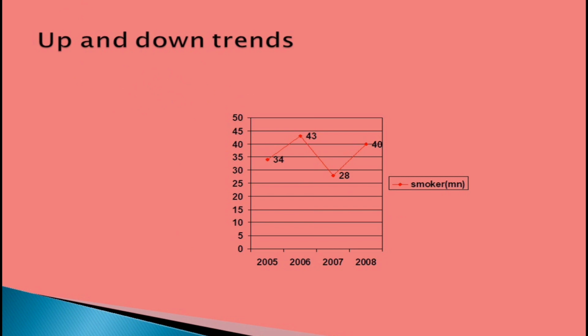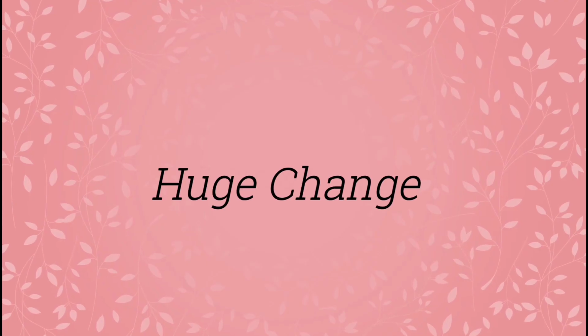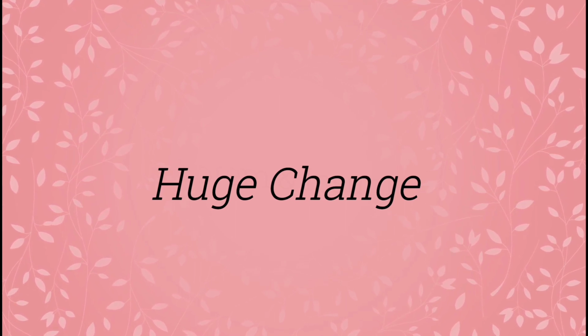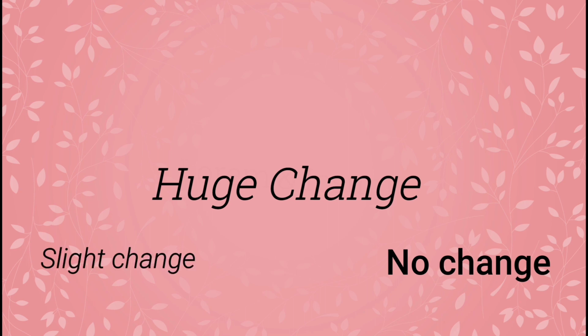You also can use fluctuated, zigzagged, cluttered or undulate. Next, huge changes. If there are huge changes, you can use dramatically, sharply, suddenly, enormously, rapidly, steeply. If there is no change, you can write stayed the same, remain constant, stabilized. Or if there is a slight change, little change, you also can use different types of words. Slight, gentle, gently, minimal, minimally, gradual, gradually, slow, slowly, steady, steadily.